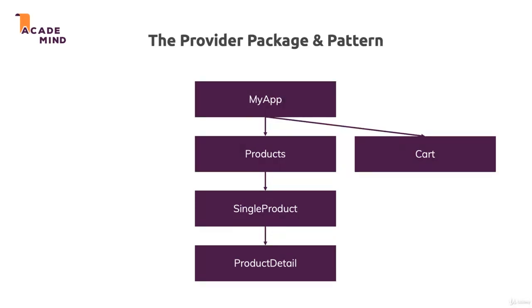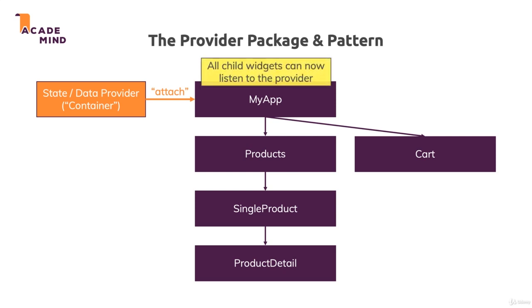The idea here is that you have a central store or data container in your app, a data provider, that's why it's called provider, which you attach to a widget in your app. And that doesn't have to be the root widget. Here it is, but it doesn't have to be the My App widget. It can be any widget. As soon as you added your provider, so this data container, to a widget, all child widgets of that widget can listen to that provider, but without passing the data through their constructors.